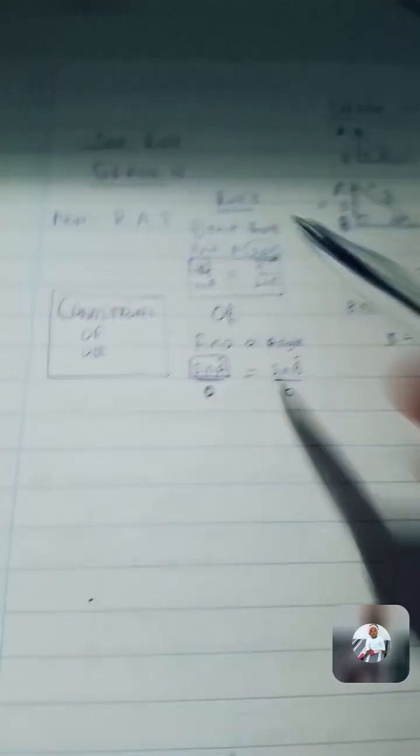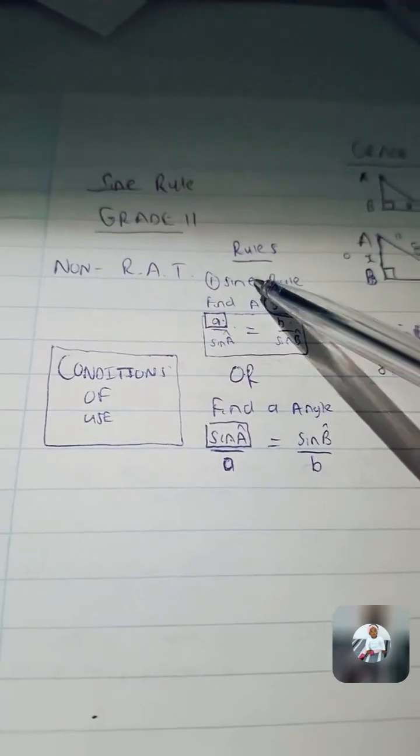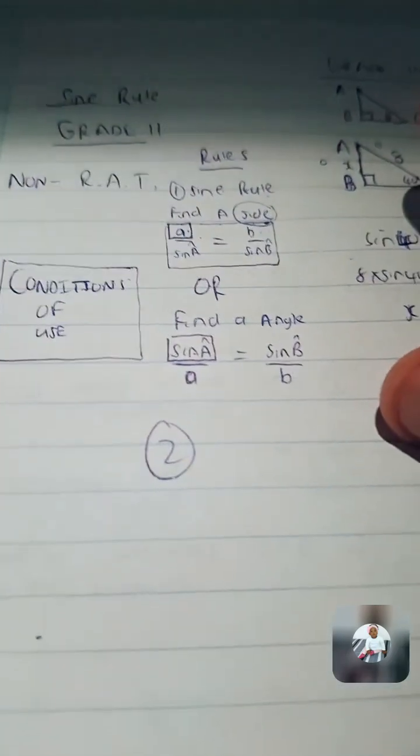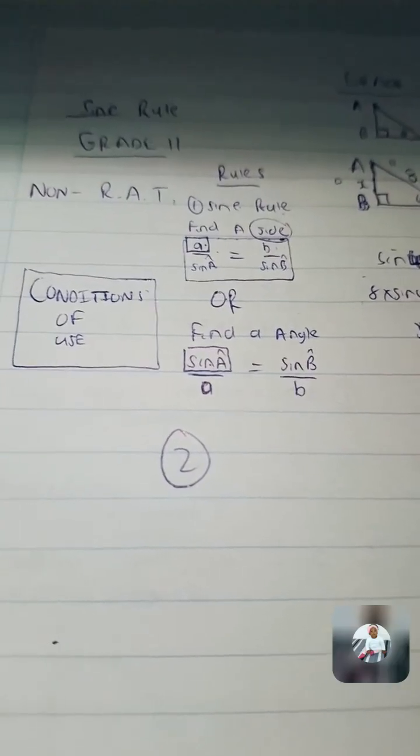So conditions of use, what you've just said about the condition: you read what the conditions of using the sine rule are. So always observe them, because only in certain problems will you be able to use this rule. So that's rule number 1. Rule number 2, I don't know how far you guys are in your school, what you've been taught as far as these rules are concerned.